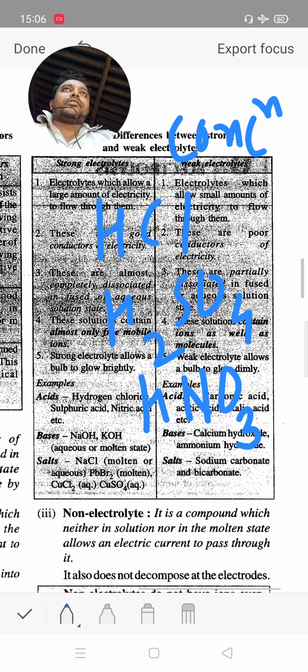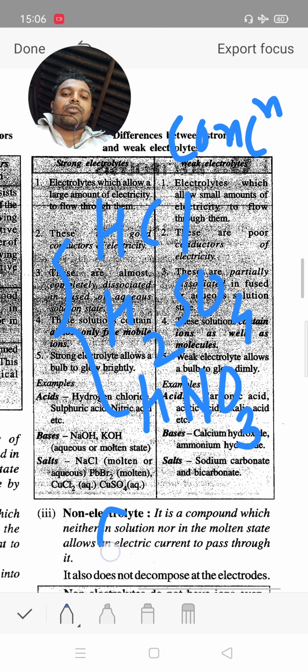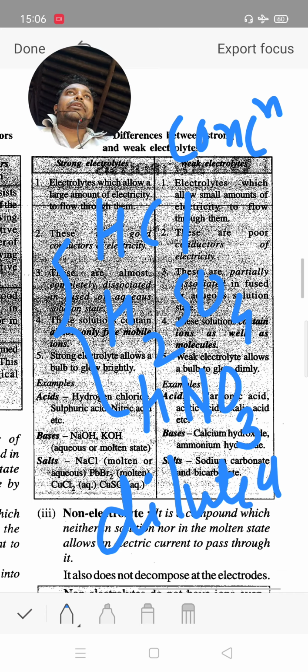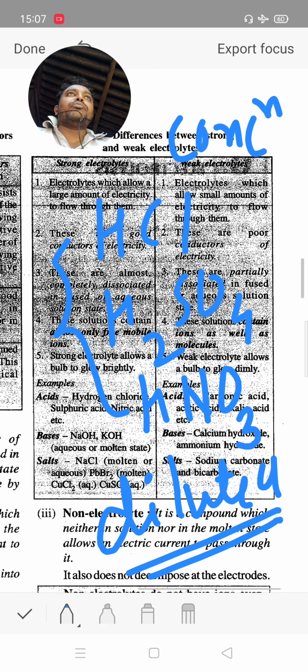It is a weak electrolyte, but when it is in a dilute condition, then it acts as a strong electrolyte, because it completely dissociates into ions and allows a large amount of electricity to flow through it. Then it is a good conductor of electricity when diluted, because it produces a higher concentration of H plus ions when it dissociates into ions.